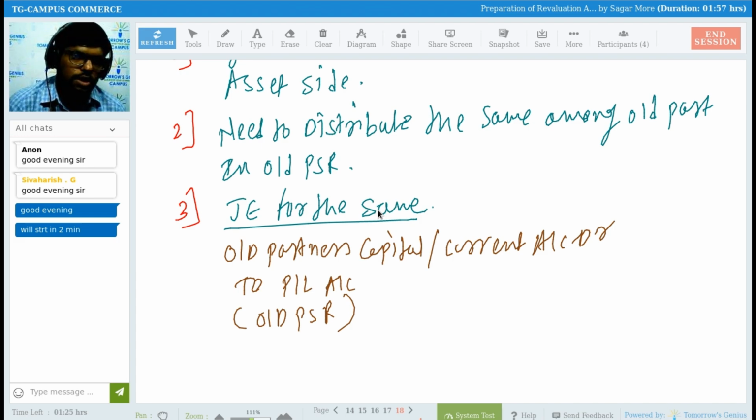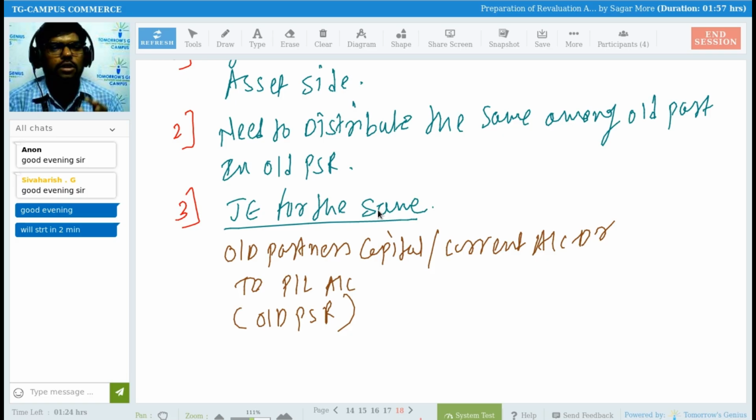And which account do we have to debit? We have to debit the old partners' capital account. The reason is that it's a loss, and a loss we always record on the debit side. Because of the loss, the capital balance will decrease. Capital means liability, and if you record anything on the debit side of a liability, it will decrease.